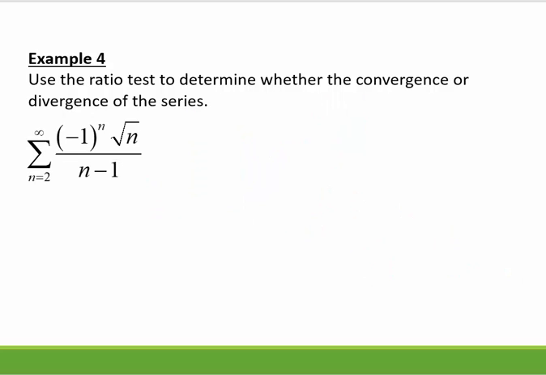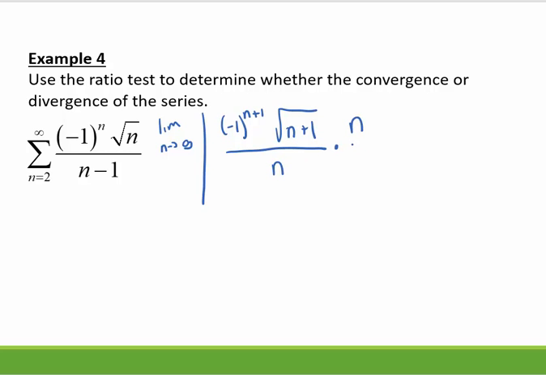Okay, last example I want to do with you guys. So, use our ratio test. So, limit as n goes to infinity of -1 to the n plus 1 over the square root of n plus 1 all over n plus 1 minus 1, which is n, times n minus 1 all over -1 to the n square root of n.